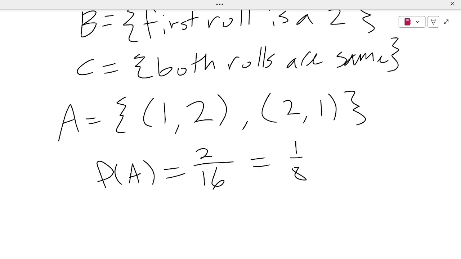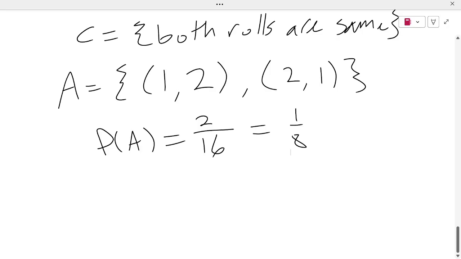Okay? And again, this is a special case because all the elementary events are equally likely to occur. So in this case, we can say, well, the probability that I get a 1, 2 is just 1/16. The probability that I get 2, 1 is 1/16. So combine those two, they're different events, they're mutually exclusive, so I can add them together using the probability rule, and we're going to get 1/16 plus 1/16, which is equal to 1/8.